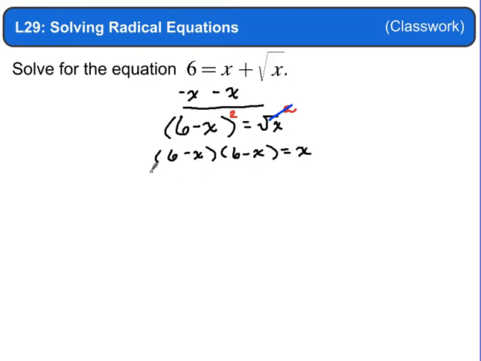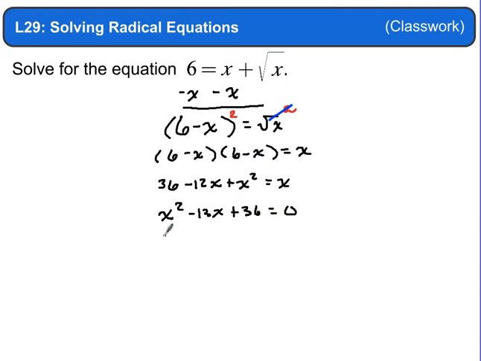So when you multiply these together, your result is going to be 36 minus 12x plus x squared, and that's going to be equal to x. We're going to set this equal to 0 by subtracting x to the other side. And so then if we rearrange and write this in standard form, we're going to have x squared minus 13x, and then plus 36 is equal to 0.